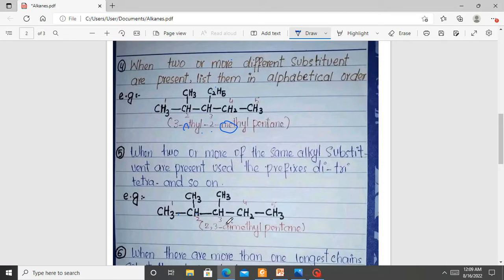2,3-dimethyl. And di here means that we have two of the methyls and they are on position 2 and position 3. So this di shows that we have two of the methyls present in the compound. Let's continue.